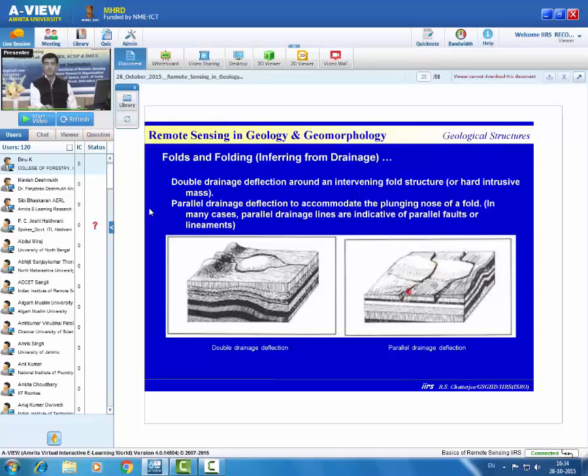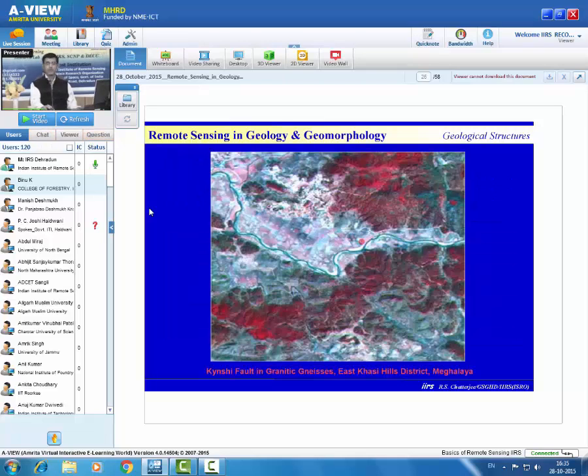Parallel drainage is very much visible when there are parallel faults, parallel lineaments or parallel fractures; parallel drainage can follow them. But when there is a deflection, this parallel drainage deflection, it basically represents that perhaps there is a plunging nose of a fold that it is cutting. That is why it makes an acute angle with respect to the fold, so that it can get more cutting force to cut the drainage, and after that it flares up.